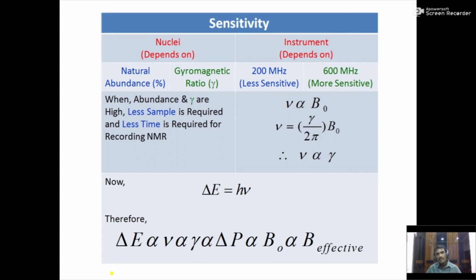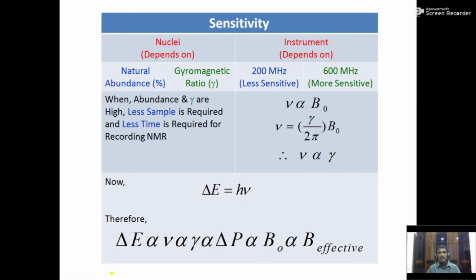In case of the instrument, the sensitivity depends on the magnetic field you are applying or the radio frequency you are using. You can see that a 200 megahertz frequency instrument is less sensitive than a 600 megahertz instrument. Here the frequency is directly proportional to the applied magnetic field. We have the equation nu is equal to gamma, that is the gyromagnetic ratio, divided by 2 pi, into B0, that is the applied magnetic field. So therefore nu is directly proportional to the gyromagnetic ratio.